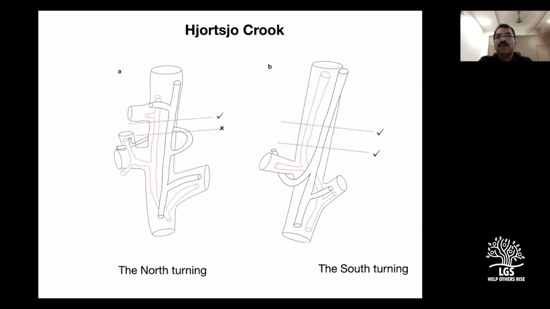So you have to transect or ligate the vein away from the confluence of the right anterior and posterior portal veins. The left side is known as the south turning crook, where you can transect at any level because there is no risk of injury. Actually, the crook was described by a Vietnamese surgeon, who described this entity in the 50s.